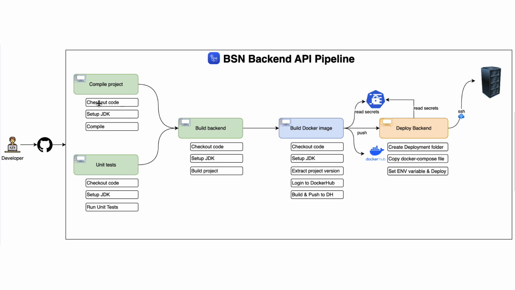So the first step, we need to check out the code, and then we need to set up the JDK, because of course we need some tools in order to compile our application. After setting up the JDK, we run Maven clean compile in order to compile our project and make sure that everything is working fine.